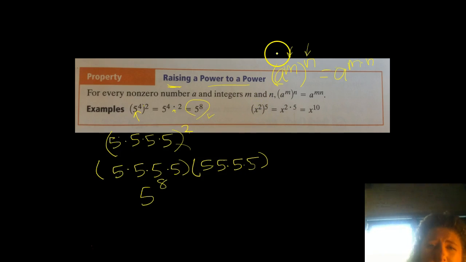Now we're using variables. We have x squared, everything inside these parentheses, and the parentheses are going to be huge throughout today's lesson, raised to the 5th. So power raised to a power, multiply their exponents. 2 times 5 is 10. You use the same base, and we have x to the 10th as my answer.